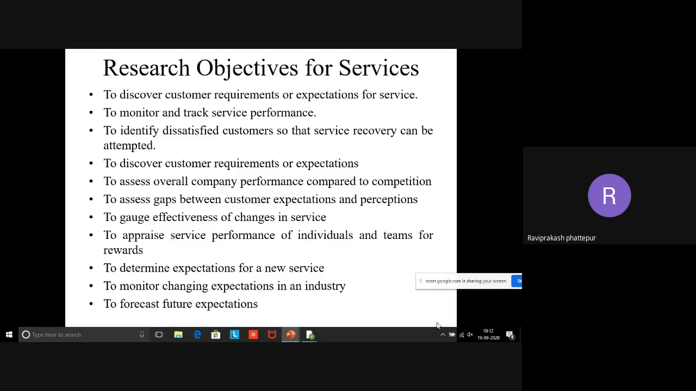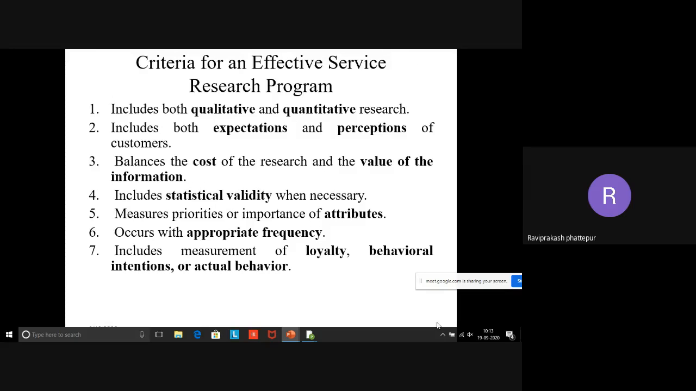Next, we just saw the research objectives for services. There were some 12 of them. To discover customers' requirements or expectations, to track and monitor the service performance, to find out the dissatisfied customers so that we can have a service recovery process, to discover customer requirements and so on. Then next we saw criteria for an effective service research program.